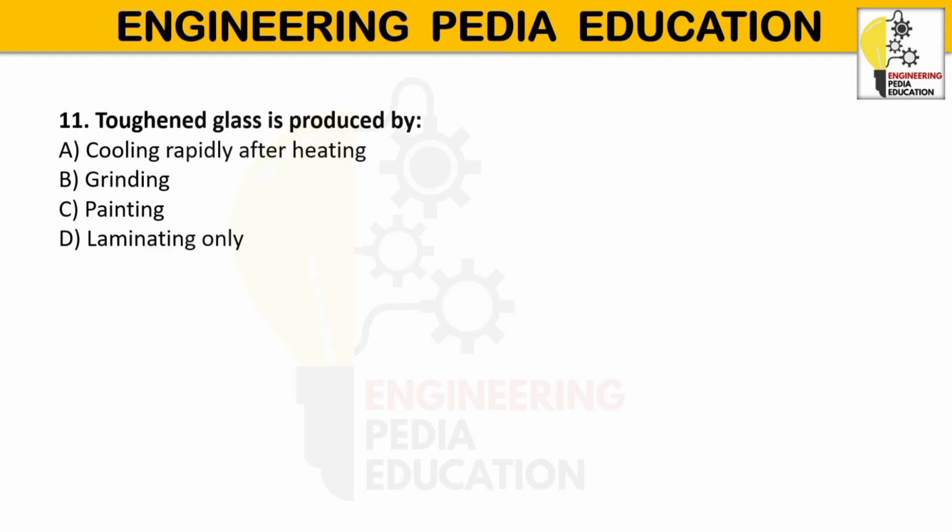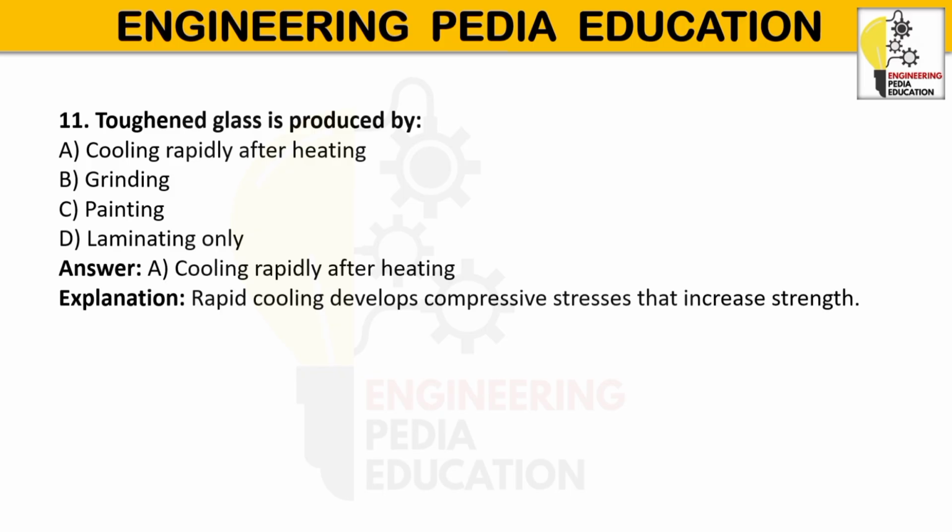Toughened glass is produced by cooling rapidly after heating, not grinding, painting or laminating only. So the correct answer is cooling rapidly after heating. Rapid cooling develops compressive stresses that increase strength.